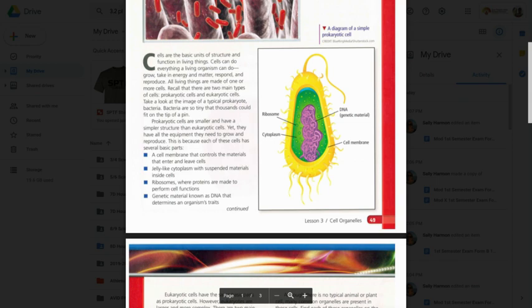Prokaryotic cells are smaller and have a simpler structure than eukaryotic cells. Yet, they have all the equipment they need to grow and reproduce. This is because each of these cells has several basic parts: a cell membrane that controls the materials that enter and leave cells, jelly-like cytoplasm with suspended materials inside cells, ribosomes where proteins are made to perform cell functions, and genetic material known as DNA that determines an organism's traits.